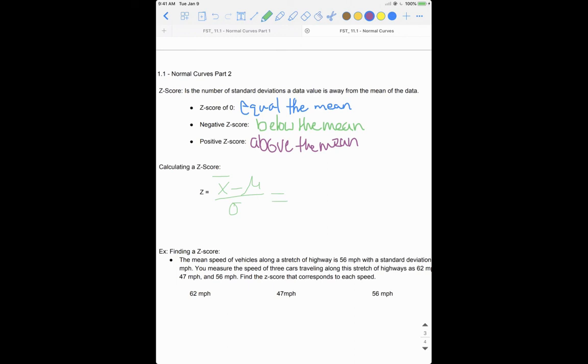So this tells us that we need our data point, or a data value. We subtract our mean, and we divide it by our standard deviation. Pretty straightforward calculation. Make sure you do the top part first: data value minus your mean, then divide that by your standard deviation. So let's take a look at this first example.